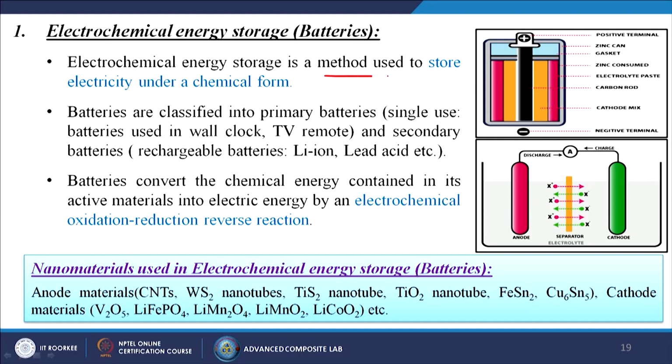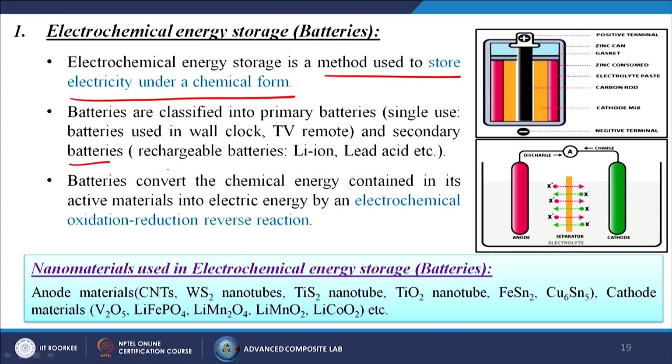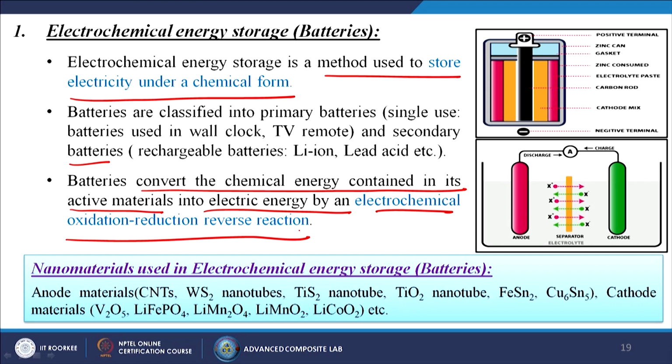Electrochemical energy storage is a method used to store electricity in a chemical form. Batteries are classified into primary batteries, that is single use, as I told you already. So, energy is already stored inside the system, we use it, and when it is finished we have to throw it out; there is no chance to use that particular battery a second time. The second one is secondary batteries, known as rechargeable batteries, like lithium ion, lead acid, etc. Batteries convert the chemical energy contained in their active materials into electric energy by an electrochemical oxidation reduction reverse reaction. Nanomaterials used in electrochemical energy storage.